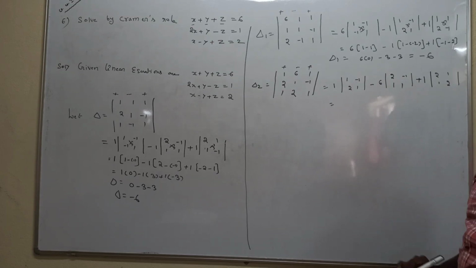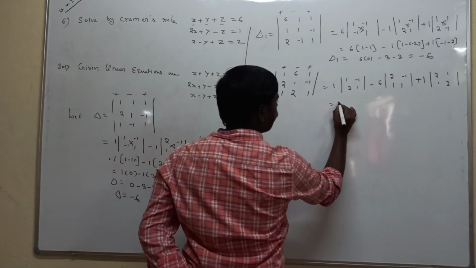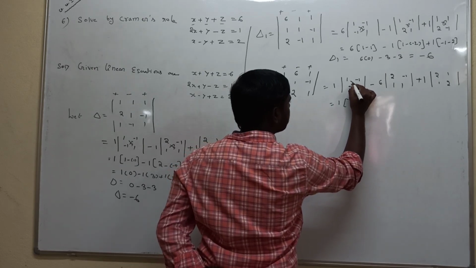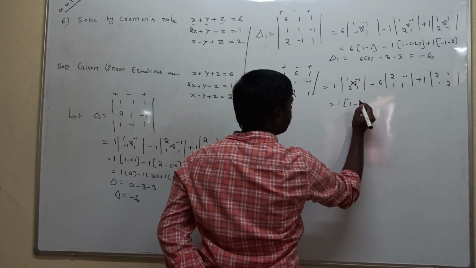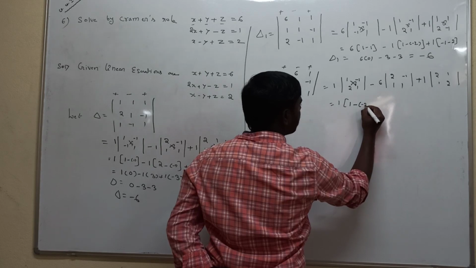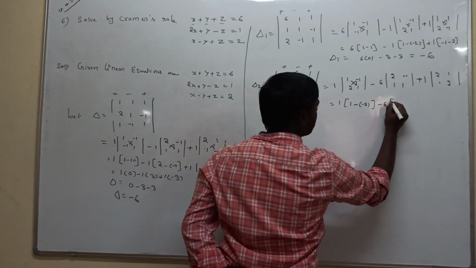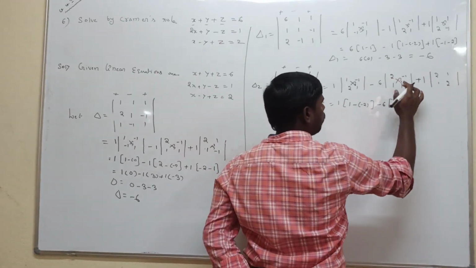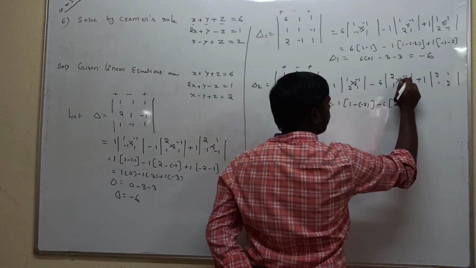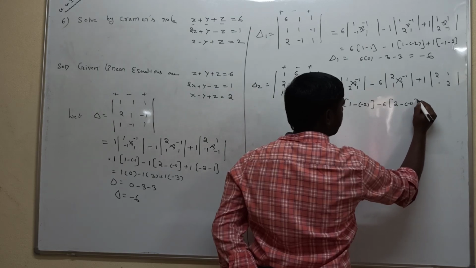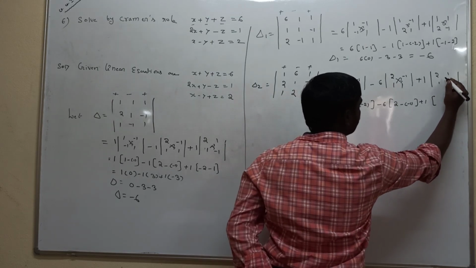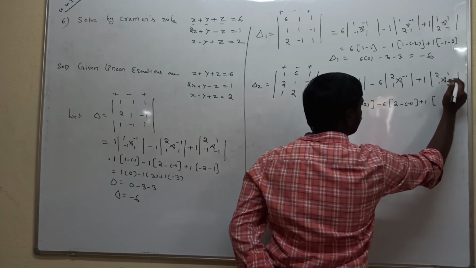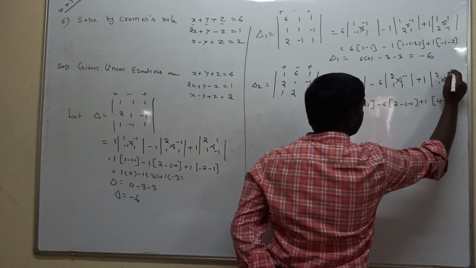So now applying the cross multiplication method: 1 into 1 is 1, 2 into minus 1 is minus 2, minus 6. Here also applying the cross multiplication method because of the 2 by 2 matrix: 2 into 1 is 2, minus 1 into minus 1 is minus 1, plus 1 into, here also applying cross multiplication, 2 into 2 is 4, minus 1 into 1 is 1.